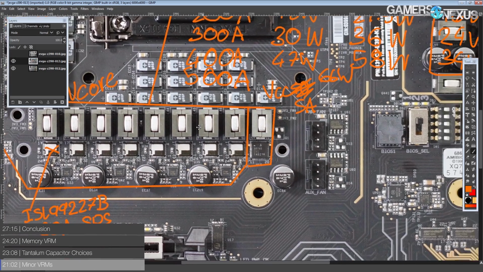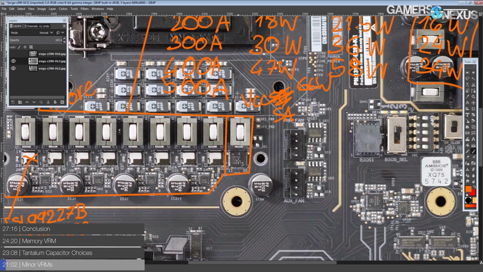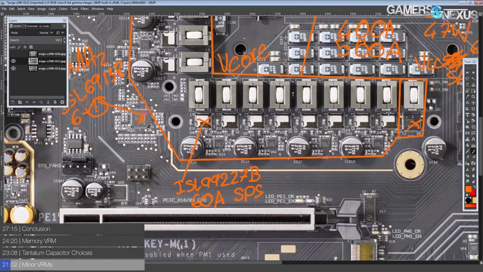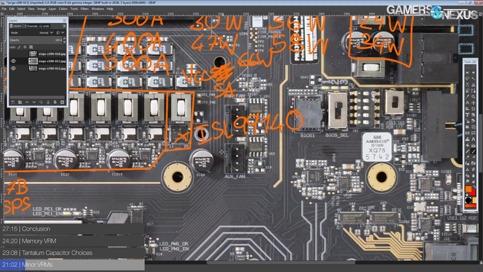Anyway, moving on to the System Agent VRM, as well as the VCCIO. They're both single phase. This one's, of course, hanging off of the 69138 here, and it uses an ISL 99140. Yes. So it uses a 99140, which is just a regular power stage capable of 40 amps output.